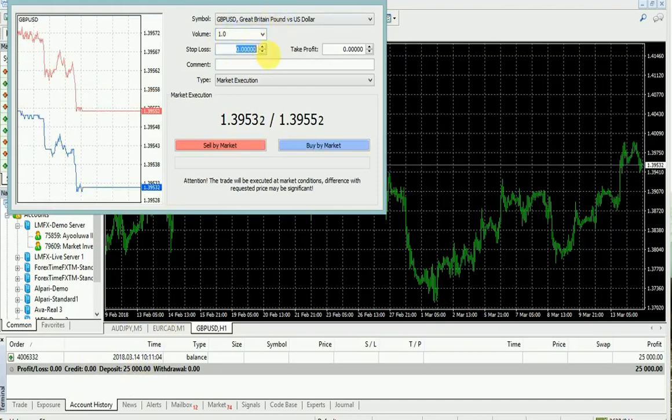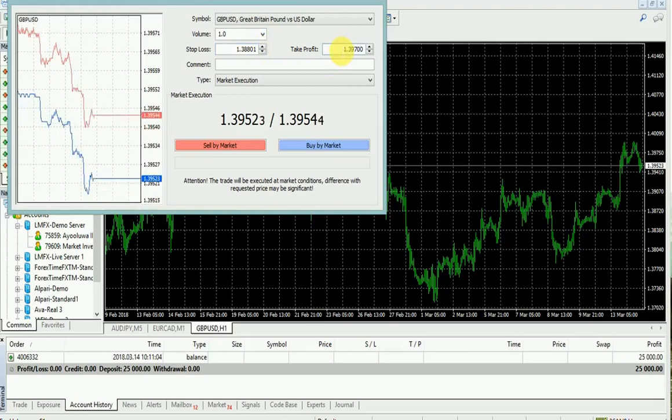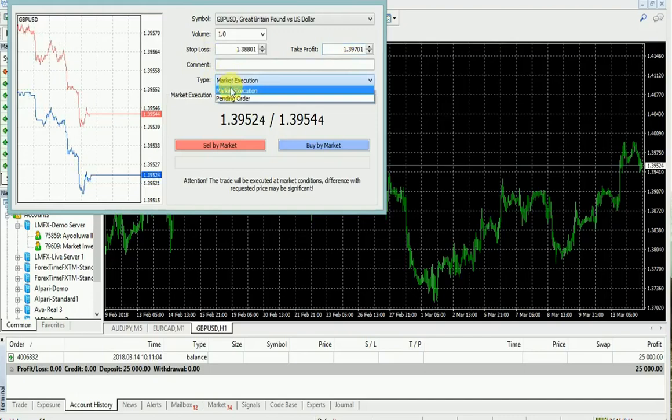My stop loss is set at 1.38001. My first take profit is set at 1.39701. It's not a pending order. I have to take it right away because whoa, this thing is really moving so fast. Wow.